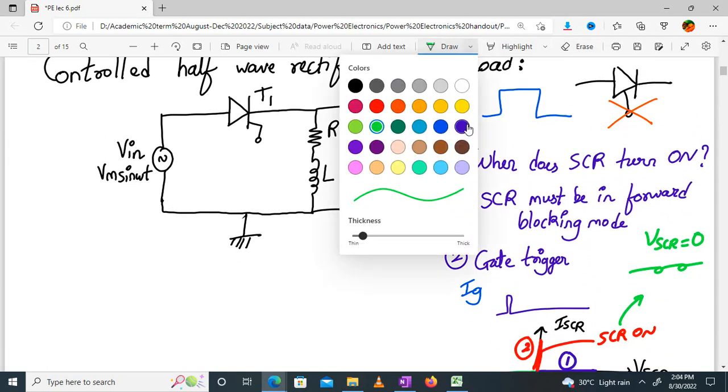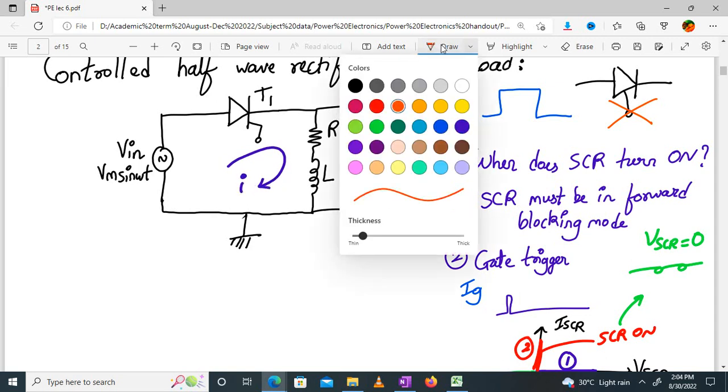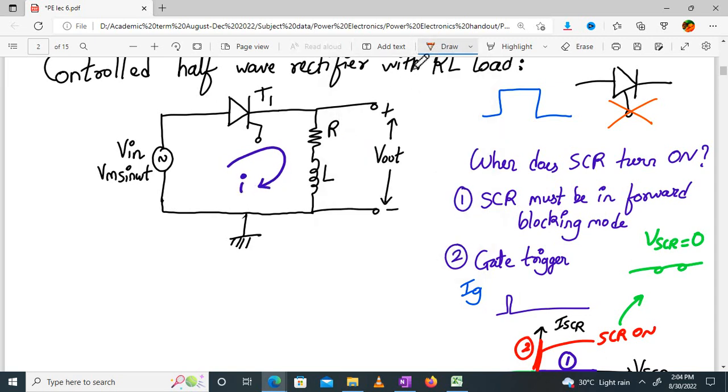Please concentrate over here. Of course, we have to show the trigger impulse. Next time whenever you draw a circuit, show the trigger impulse like this: IG, arrow inside, that means you have applied the trigger. Don't leave the SCR like this only. It indicates that you are applying a trigger impulse.